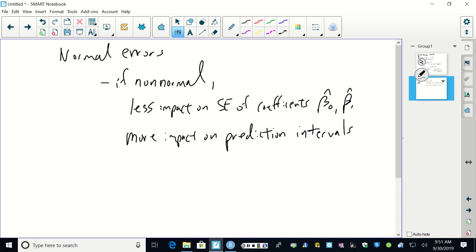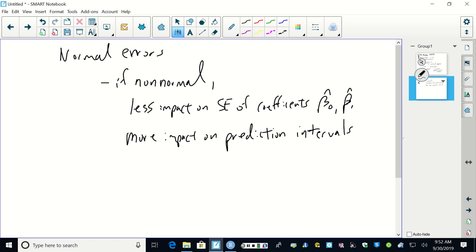With our prediction intervals, well, we don't see the normal distribution directly, but it shows up in the t distribution. It's symmetric, and so with the prediction intervals, if the errors are not normal, they can be impacted. Maybe the intervals are too small, or they become extremely wide. So it kind of depends on what you want to use it for.